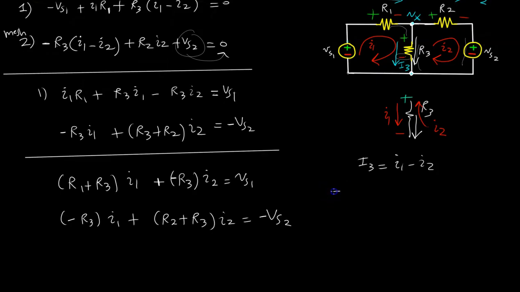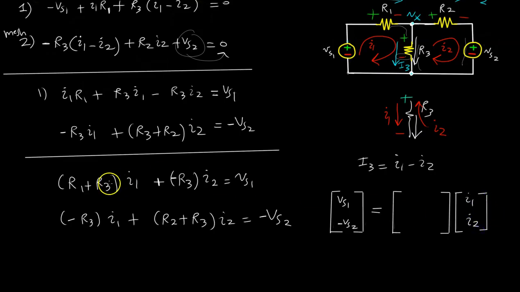So now we go ahead and put this into matrix form. We have the voltage vector equaling the coefficient matrix here, which is unique to this particular system and its architecture. Let me also write I1, I2, these are my unknown vectors. And so what we have is R1 plus R3, minus R3, minus R3, and R2 plus R3.